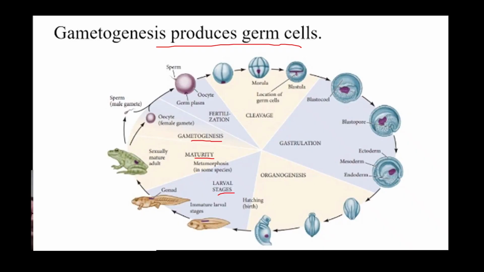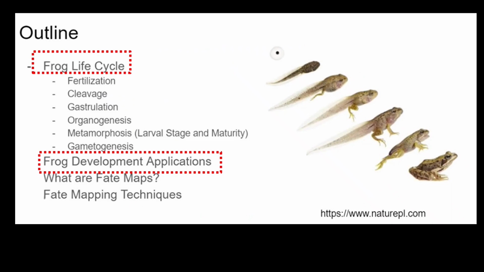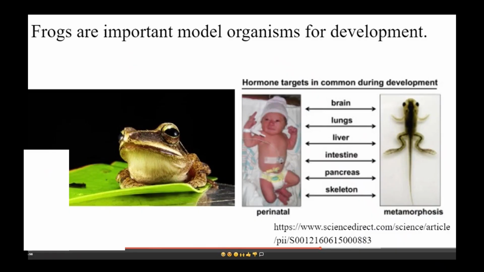Okay, so now let's talk about some of the applications. What do you think are the applications of studying this process? Have you heard anything about pregnancy tests? Have you ever heard how pregnancy tests were done in the past? Yeah, 50, 60 years ago, I don't know, 100 years ago. So as I said before, frogs are an important model for organism development.